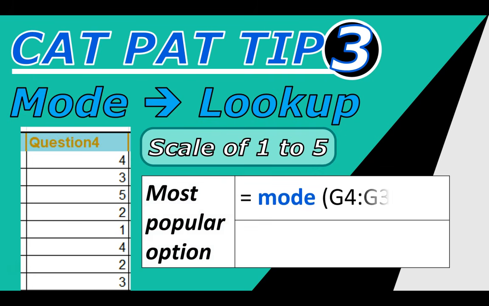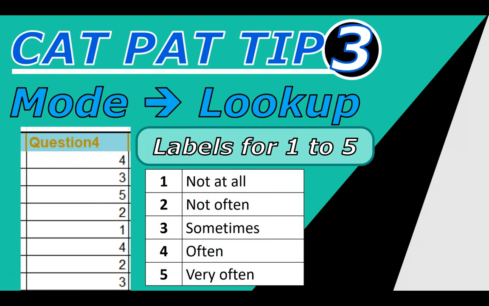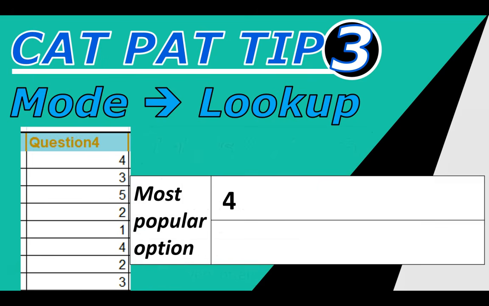And for that, we're going to use our mode formula on that question to determine which number was typed in the most. But each of those numbers represent a particular opinion or view. So it is a good idea to maybe include the labels for 1 to 5 in another sheet or somewhere else on that spreadsheet, where you label what a 1 means, what a 2 means, what a 3 means, what a 4 means. And then once you've done that, you can go back to your formula where you've worked out the most popular option. Let's say, in this case, that 4 was the most popular option.